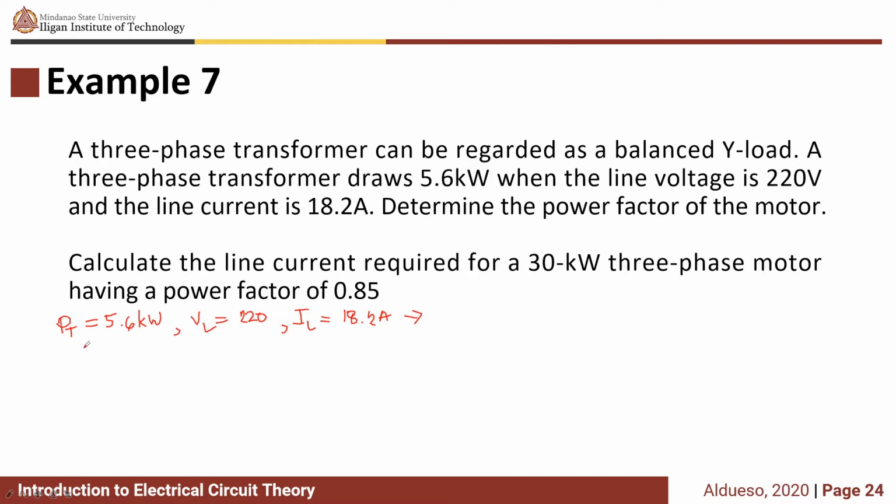Now, we are given the total power, VL, then IL. So remember, we can relate the total real power to the line voltage and the line current. It is given by this equation: PT is equivalent to square root of 3 VL IL cosine of theta, where the cosine of theta is equivalent to the power factor. So given the values of PT, VL and IL, we can get PF. So PF is just equivalent to 0.807.